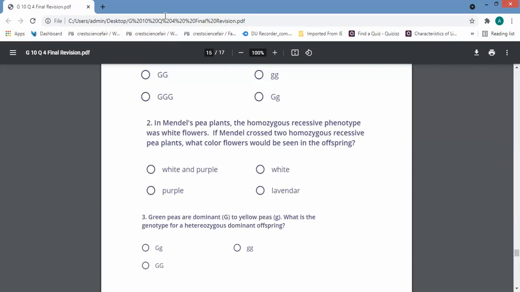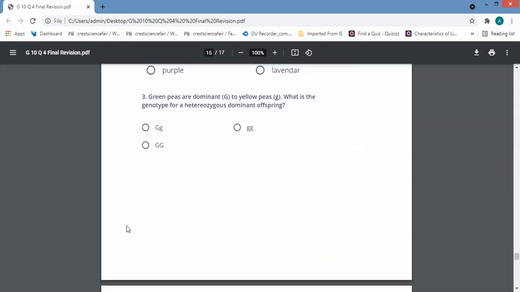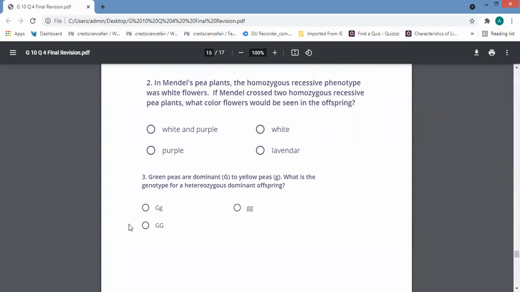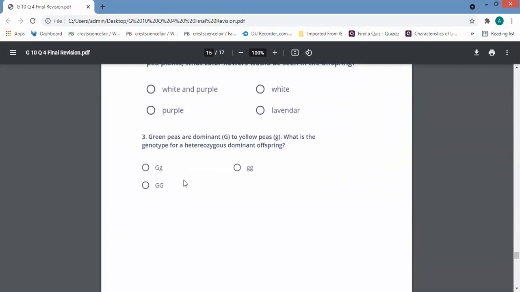Anyone have another answer? Excellent. White, because the two parents are homozygous recessive. Number 3, green peas are dominant, G capital. Number 2, yellow peas, G small.